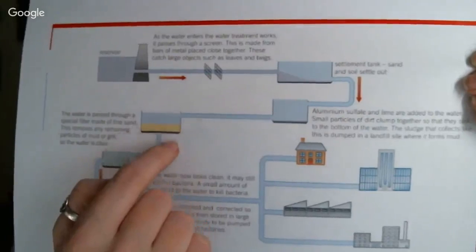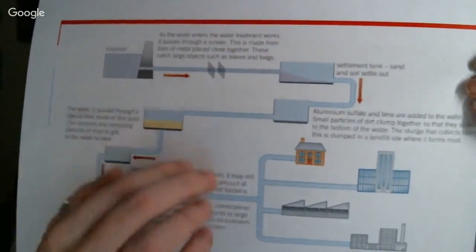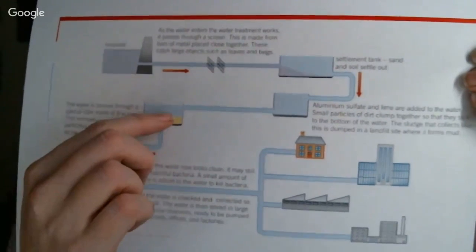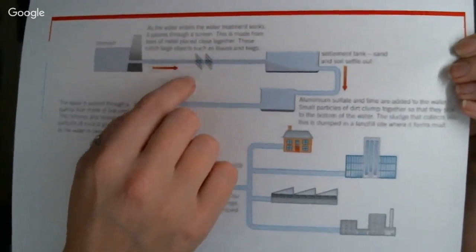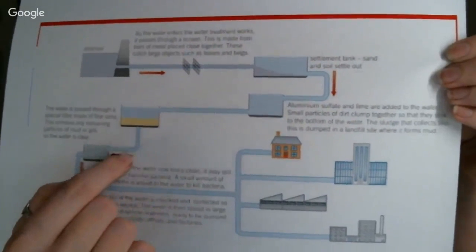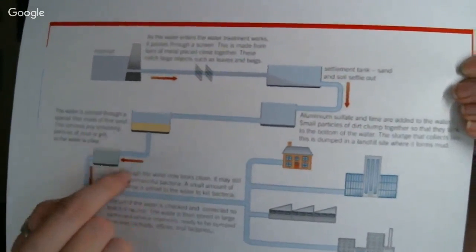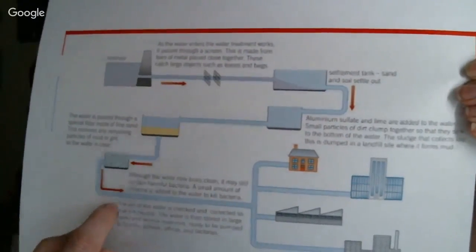We then get to this one here, which is another tank which has got this layer of different kinds of stones and sand and so on, so that as the water then filters down through it, any of the smaller particles that were left up here are then going to be filtered out. So that's our second filtration stage. Then we come down and we're going to add chlorine to the water, because chlorine is going to kill any bacteria present, and then off it goes to our houses. So filtration to remove large objects, sedimentation, soil sinks and the large bits sink down.